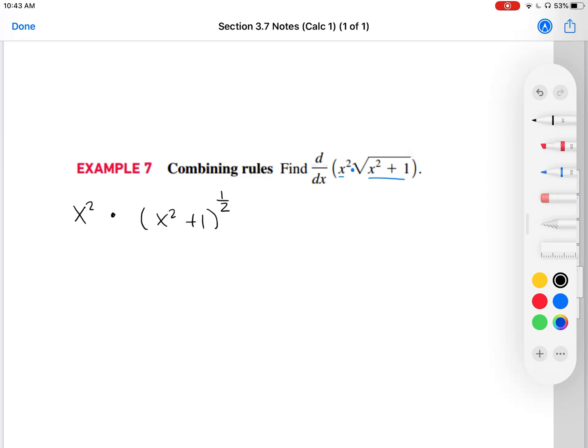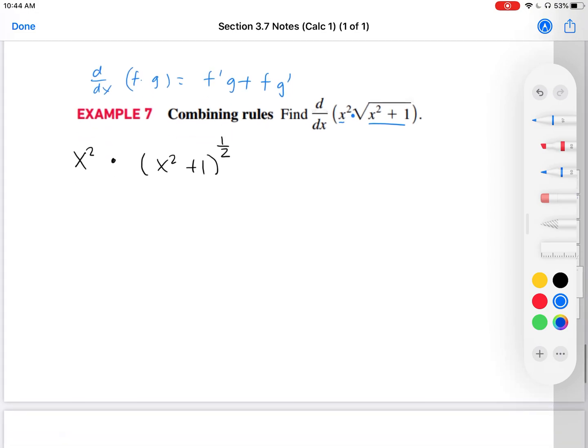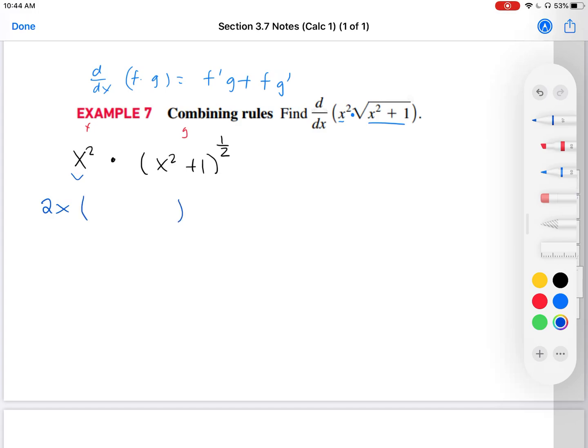Okay, so we see that to proceed, I have to use product rule. So to remind you, product rule is the derivative of two functions being multiplied by each other is f prime times g plus f times g prime. Okay, so we consider this to be f and g. Let's take the derivative. So the derivative of f is 2x. This one is 2x. And then times our g, which is just (x squared plus 1) raised to the 1/2 power.